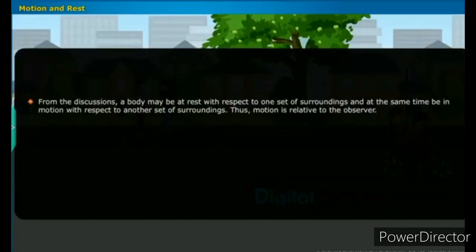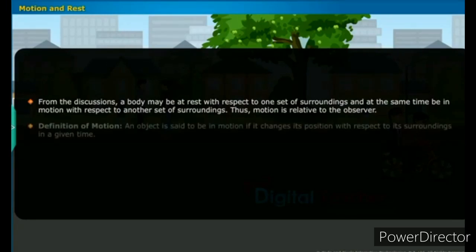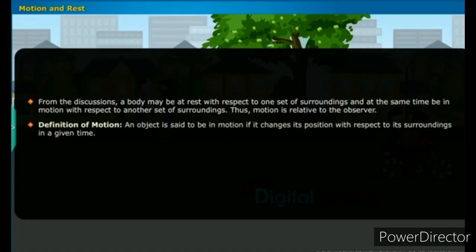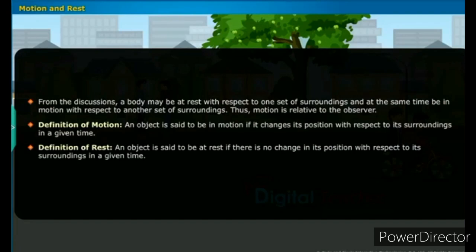From the discussions, a body may be at rest with respect to one set of surroundings and at the same time be in motion with respect to another set of surroundings. Thus, motion is relative to the observer. Definition of motion. An object is said to be in motion if it changes its position with respect to its surroundings in a given time. Definition of rest. An object is said to be at rest if there is no change in its position with respect to its surroundings in a given time.